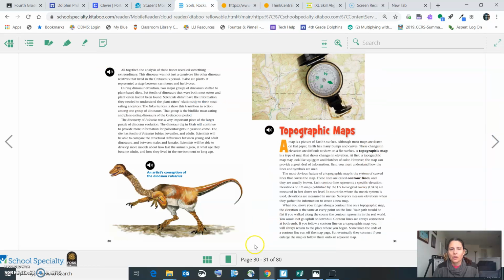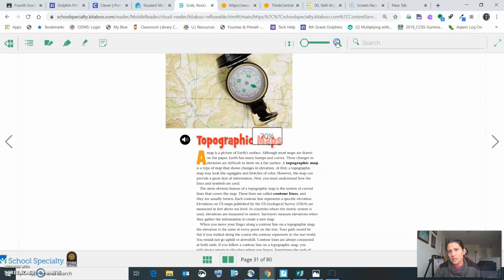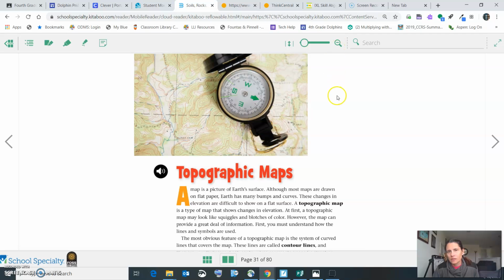Okay, it's on page 31, and I'm going to make it so it's just one page so we can focus on it. And I'm going to hit this button right here because that's going to make it bigger so you don't have to sit there and squeeze your eyes. Right here, this is a compass. We've seen this before, but this is a different type of map.